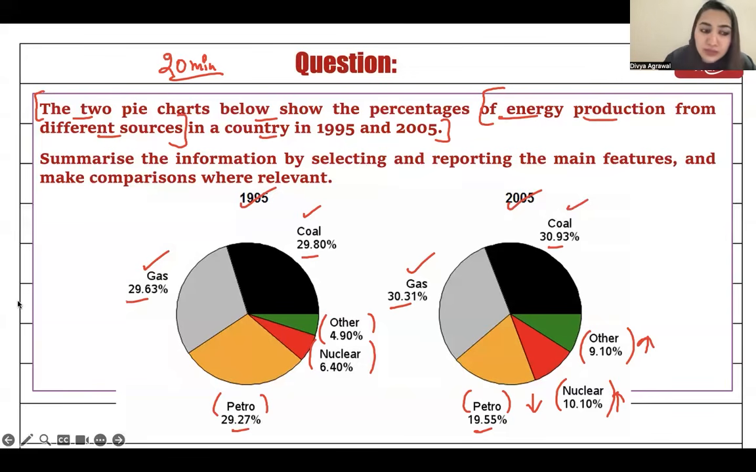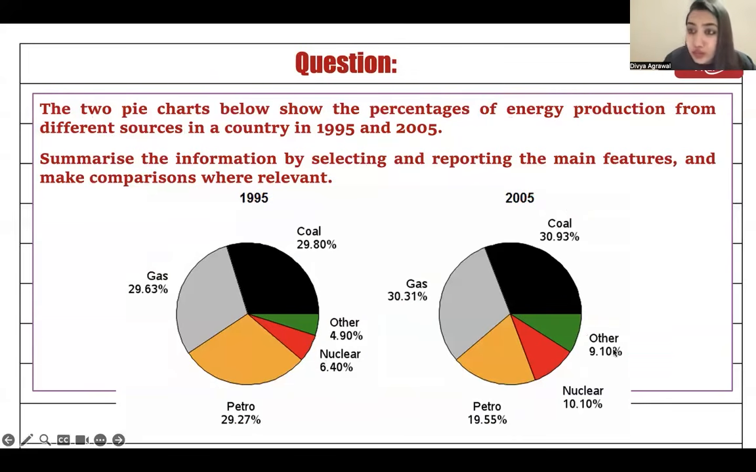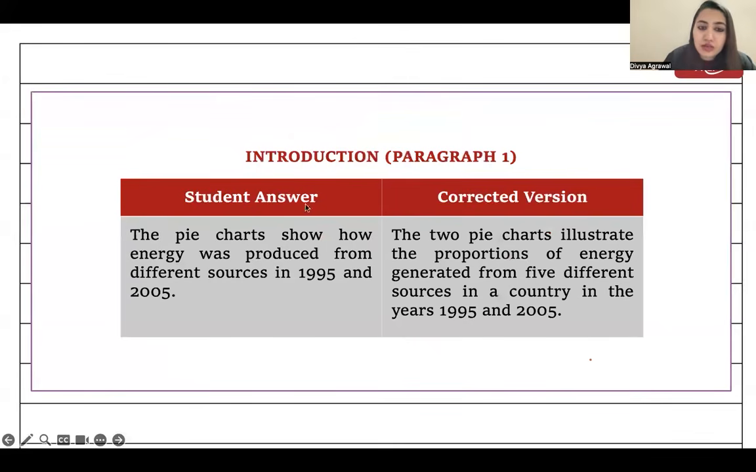Now we are going to see how the student has written his response and what changes we can make there. This is the student's response. This is the introduction. Let me tell you the format you have to use. The intro should be there, then the overview, then body 1 and body 2. This is your format, guys.